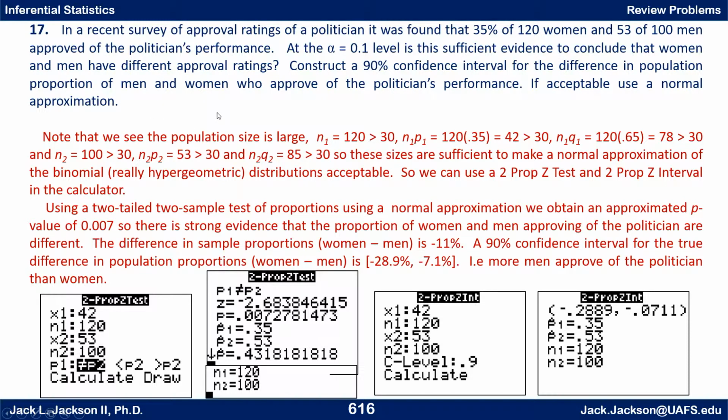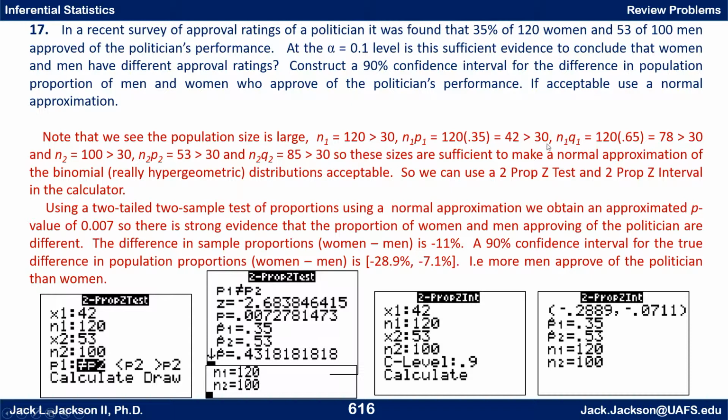We see that the population size is large. Both NP and NQ are greater than 30 for both samples. So a normal approximation is appropriate. So we can use the 2-prop z-test and the 2-prop z-interval in the calculator. So here we run the 2-prop z-test. We put in the number of successes. The first one, 35% of 120. So it's 0.35 times 120, which is 42. That's right here, N1 and P1.